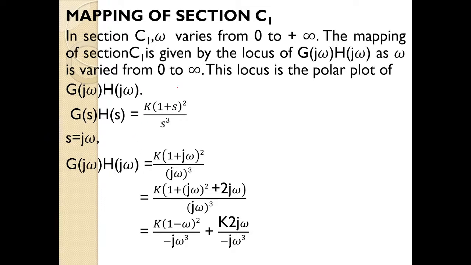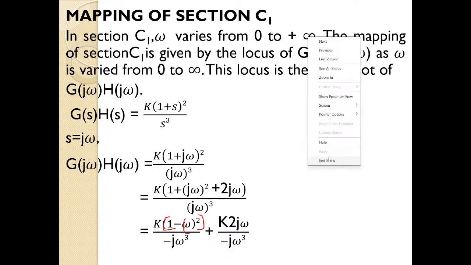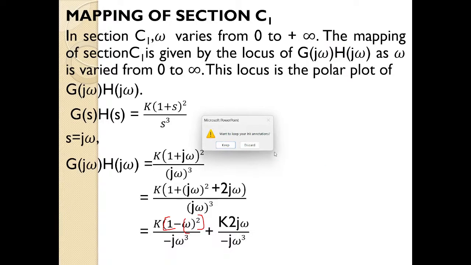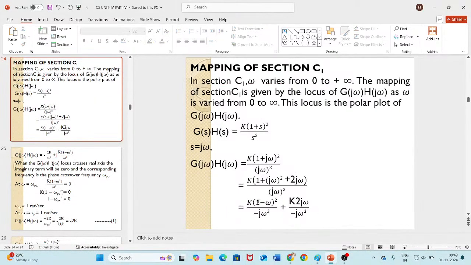Here I have missed one bracket. This is a square bracket, 1 minus omega square, whole divided by j omega cube. I'll just modify this equation.